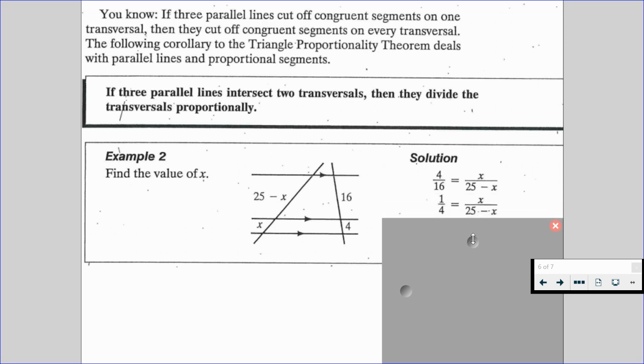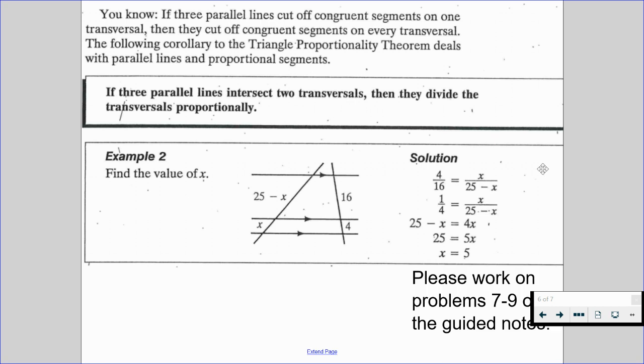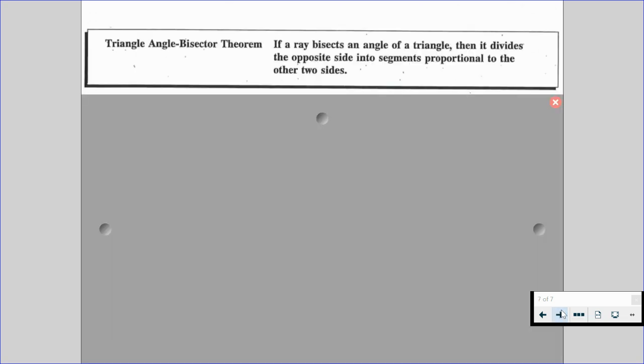Well, we can simplify 4 over 16 to get 1 over 4, and as we solve, we get that x is going to be equal to 5. With this in mind, please work on problems 7 through 9 on the guided notes. Again, there's going to be a lot of different proportions that you can set up. So long as our proportions are strong, we are going to be A-OK. And resume when you're ready to move forward.